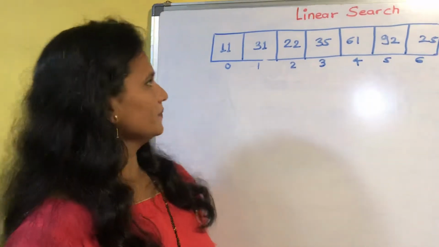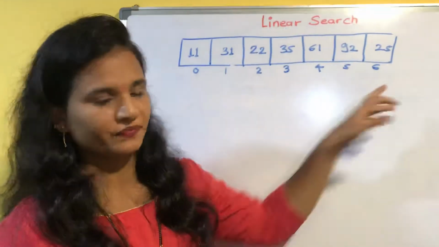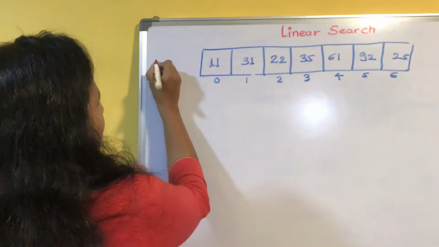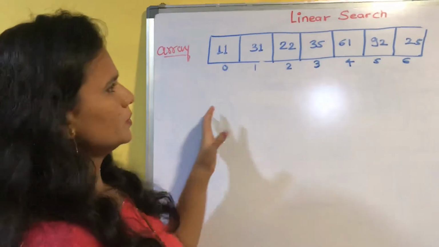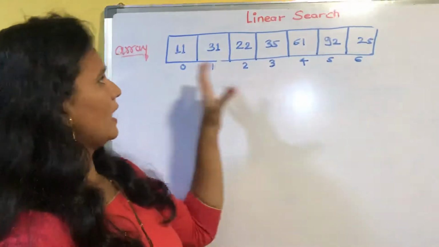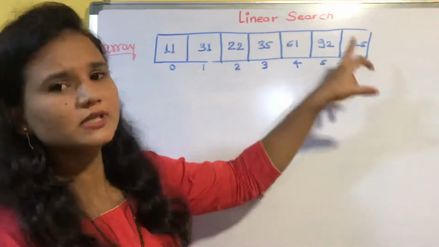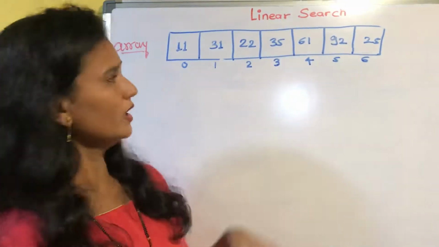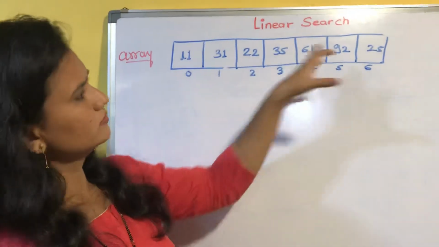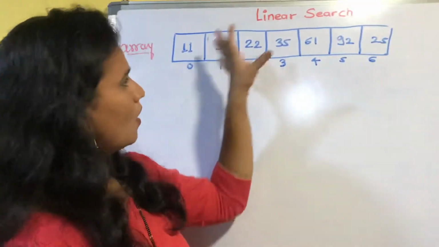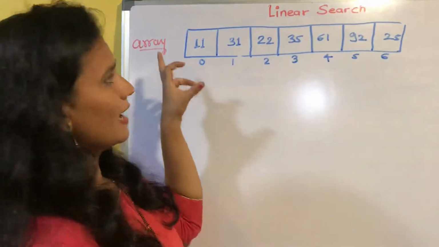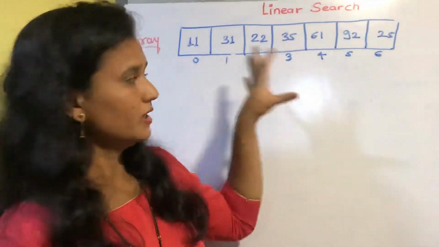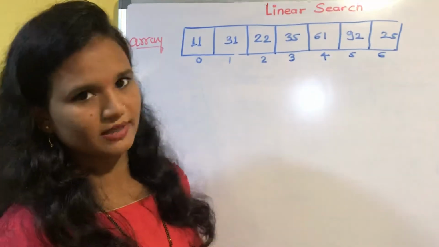Okay, now see, here we have taken one data structure, and here the data structure is an array. How do we come to know this is an array? Because we know an array is a collection of similar type of elements. Here see 11, 31 and the other numbers are all of type integer. So we can say it is an array of type integer. Here we have taken that array as a data structure.